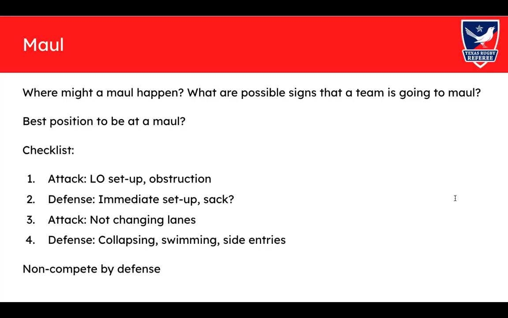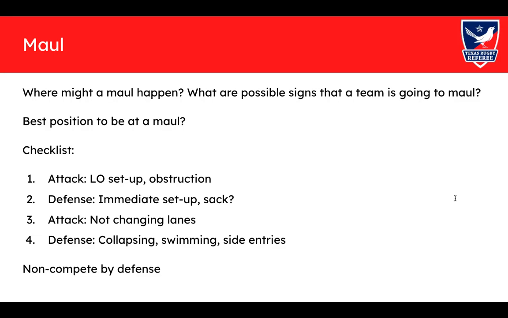But if you want to get everything, you've got to have the checklist of when am I looking at the attack? When am I looking at the defense? Because you can't watch them all form and be like, oh, is the defense going to come in from the side, because you've missed your opportunity to look at the obstruction. You've got to hit obstruction first, immediate setup and their sack, changing lanes, collapsing, swimming, side entry. That's my checklist. Happy for you guys to come up with your own.